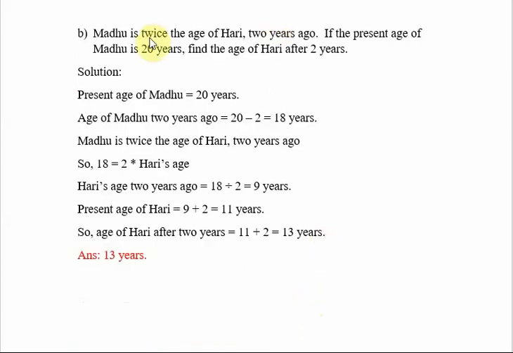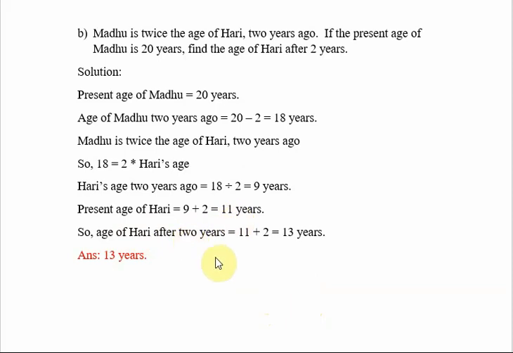And what is the question? Have you seen the question? The question is, find the age of Hari after 2 years. We have to find the age of Hari. What will be his age after 2 years? Not now, after 2 years. For example, if this year is 2020, after 2 years means 2022. We have to find his age in the year 2022. So what is his age now? His age is 11 years.